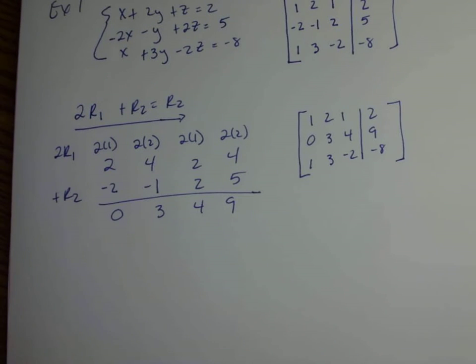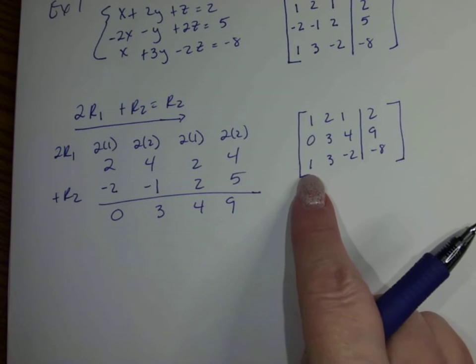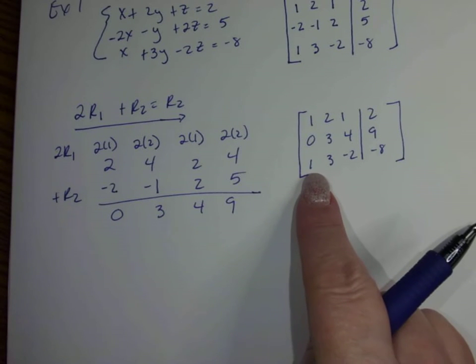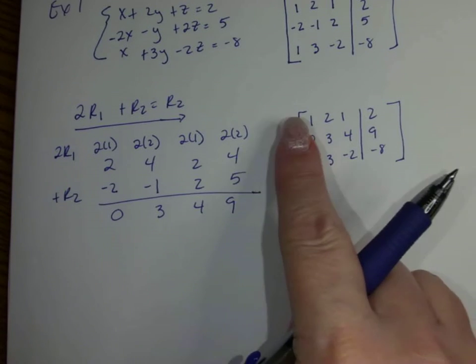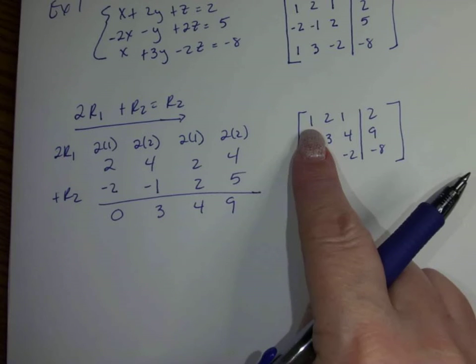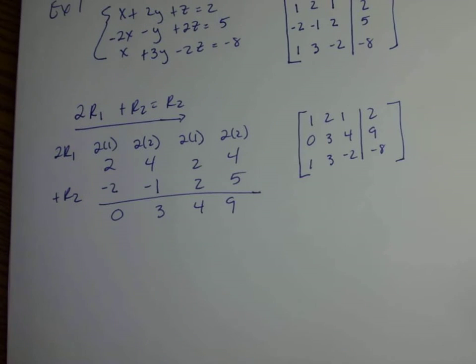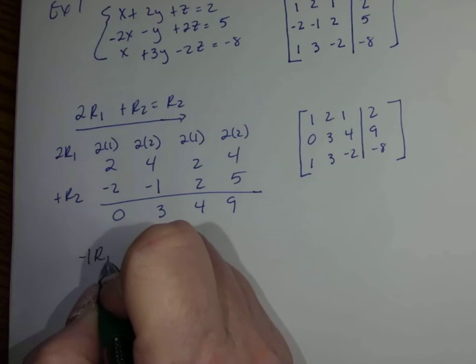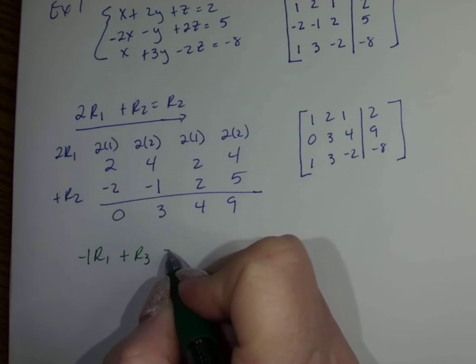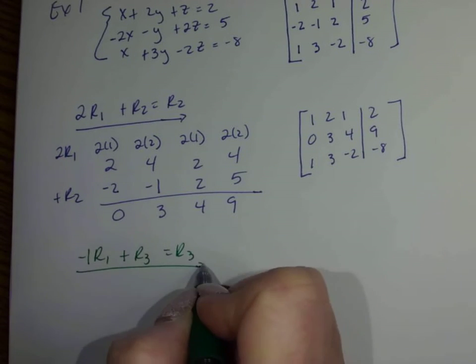All right, now our next goal is to get this to be a 0. So how do we get 1 to be a 0? We need to subtract 1. So what I need to do is multiply the first row by negative 1 and then add it to row 3. So negative 1 times row 1 plus row 3 will get us our new row 3.